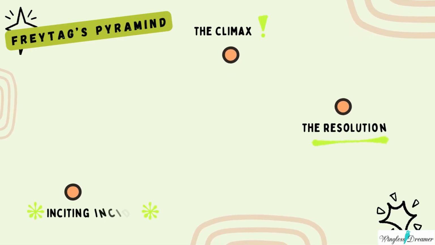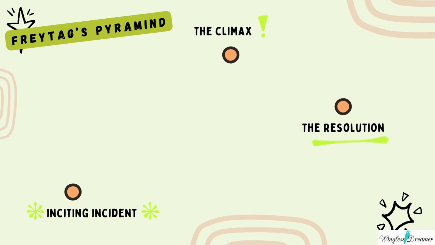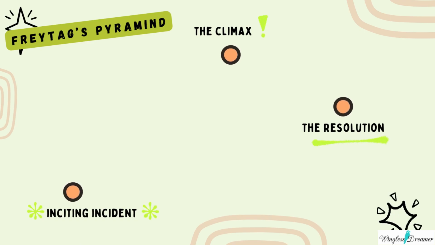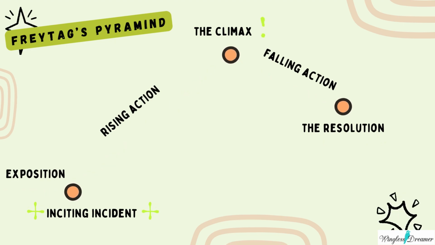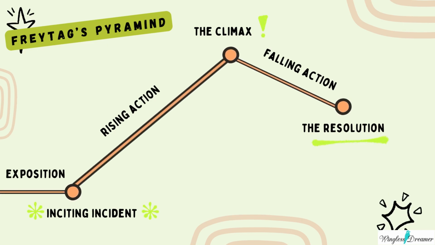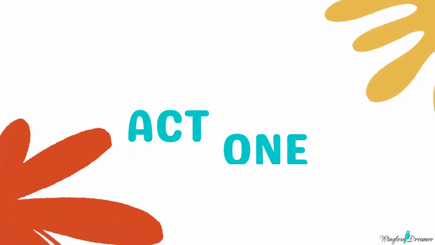So the three-act story structure defines 3 points in the story: the inciting incident, the climax, and the resolution. But these are just the main events of the story. In between this comes exposition, rising action, and falling action. Each act includes one major plot point. So let's look at those.